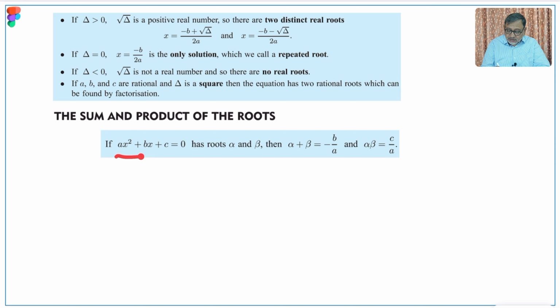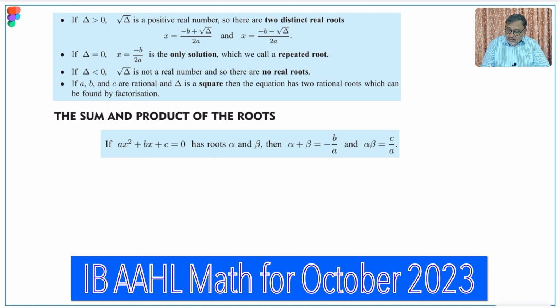Now sum and product of the roots. So for this equation ax² + bx + c, if alpha and beta are the roots, then the sum of the roots, alpha plus beta, will be -b/a, and the product of the roots will be c/a. a is the coefficient of x², b is the coefficient of x, and c is the constant term, okay. So sum of the roots will be -b/a, product of the roots will be positive c/a, right.